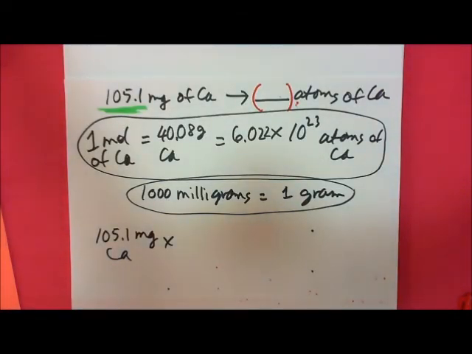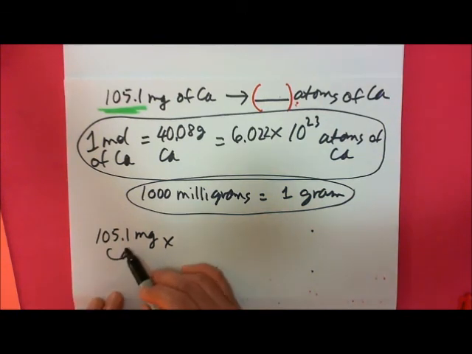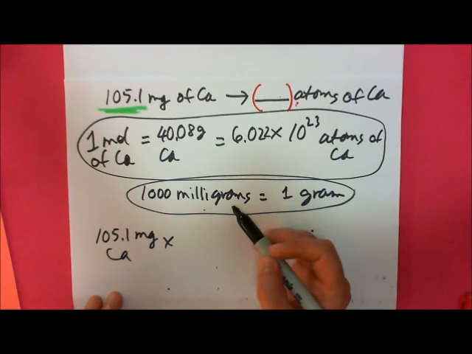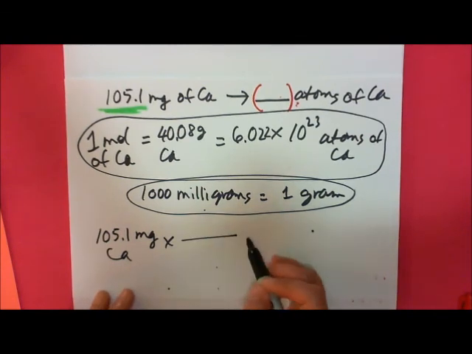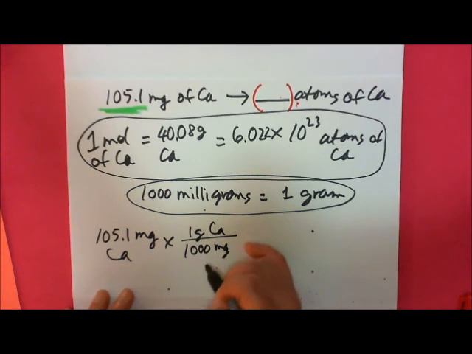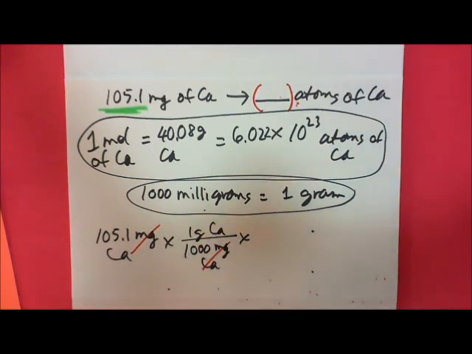Okay, so continuing along, I've got 105.1 milligrams of calcium. I'm going to use this as my first conversion factor. I want to have the milligrams on the bottom because I like to cancel that out. So I've got 1,000 milligrams to 1 gram, and this is of calcium. I'm going to go ahead and cancel out what I can. So milligrams of calcium cancels out milligrams of calcium.